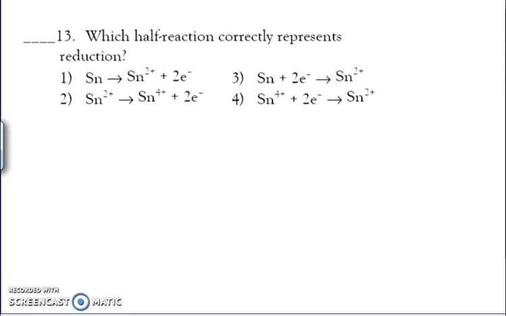Which one shows reduction? Reduction, remember, means gaining of electrons. Automatically, we can get rid of number 1 because it's not gaining electrons, it's losing electrons. As is number 2, that's losing electrons. 3 and 4 are both gaining electrons, but one is done correctly, one's done incorrectly. Here, number 3, we have a 0, negative 2, plus 2. That does not equal it. But a plus 4, negative 2 equals plus 2. There's the one that's done correctly.